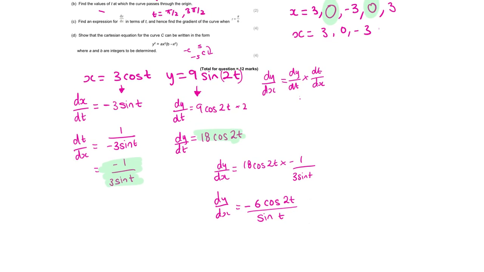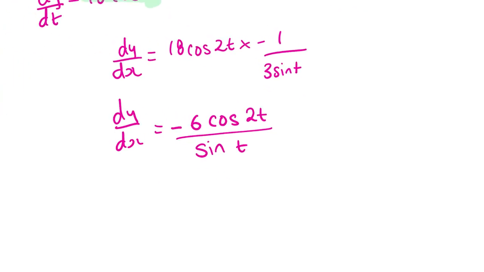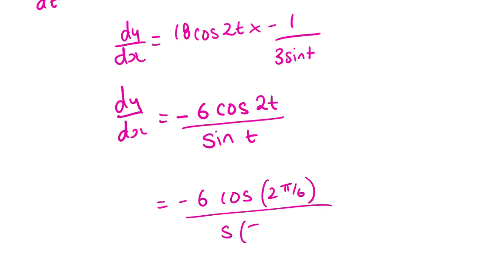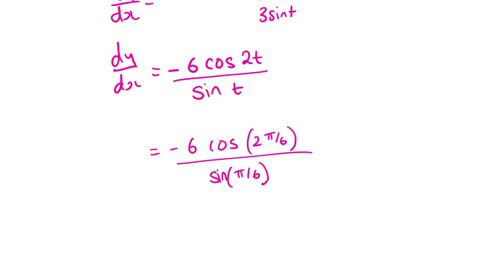Then it says when t equals pi over 6. So now, everywhere there's a t, what am I going to substitute in? Pi over 6. There's 2 lots of pi over 6 over sine of pi over 6. I'm literally going to put this strictly into my calculator. So, what do I get? Okay, which gives me minus 6 as the answer. Anyone have anything different? Perfect. Well, that's lovely.